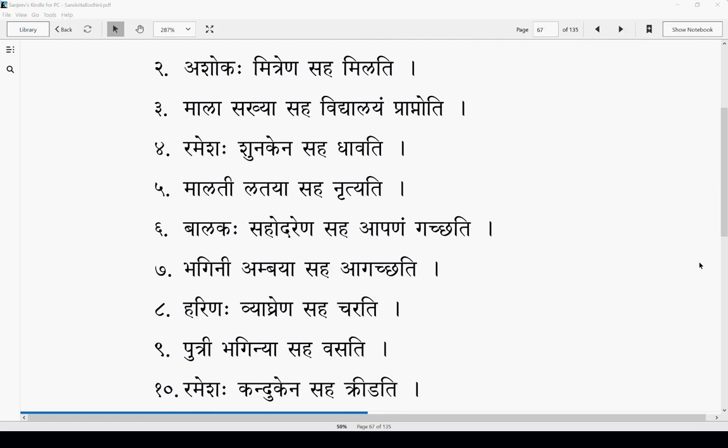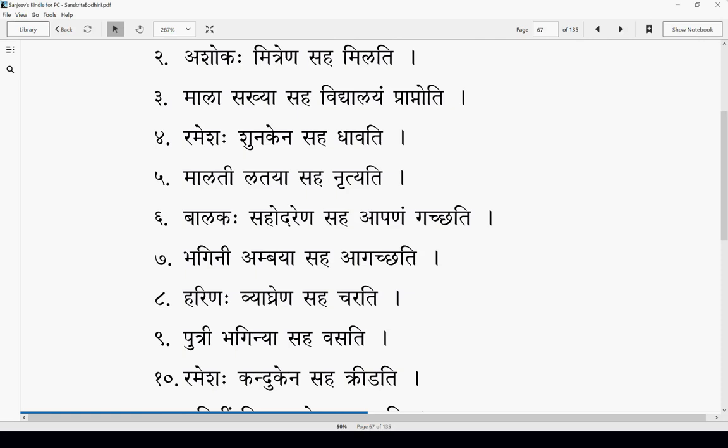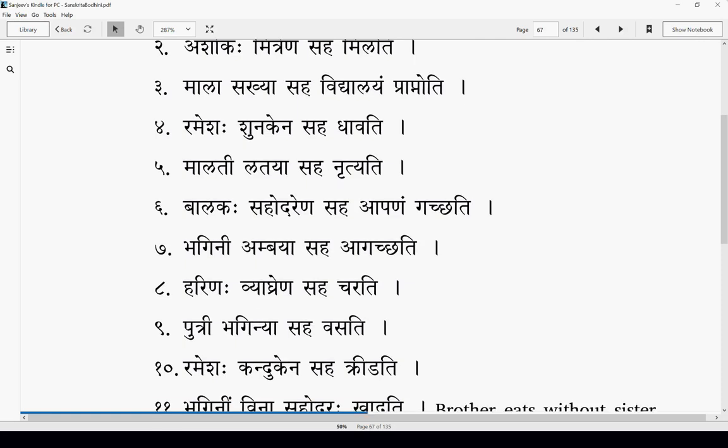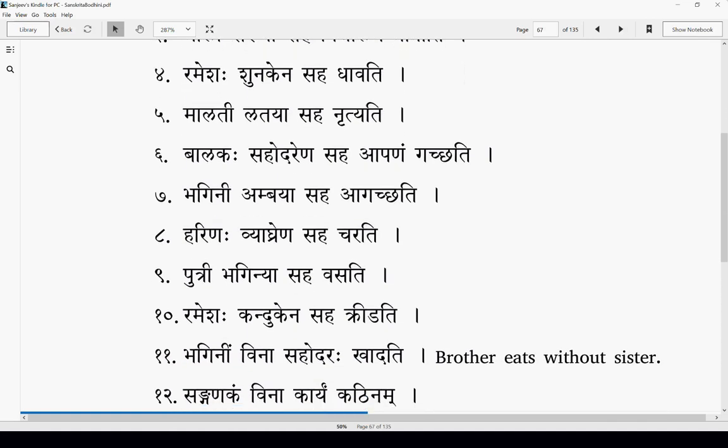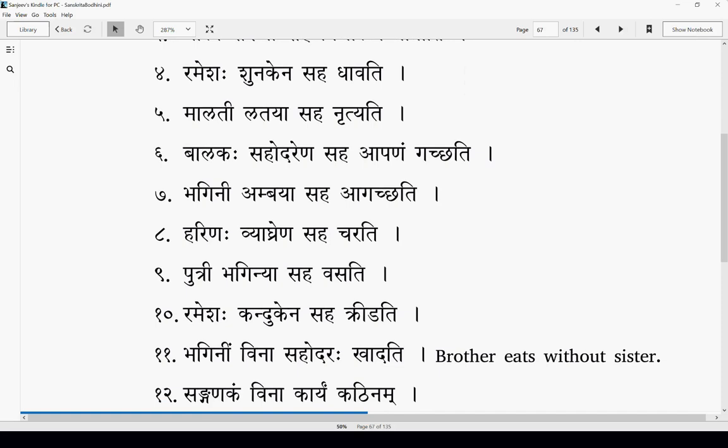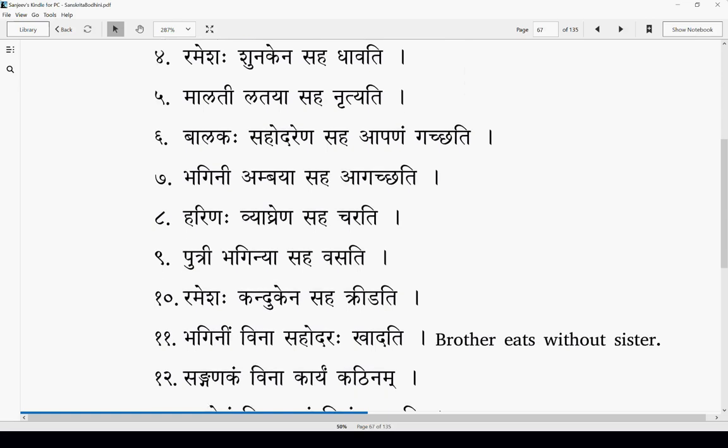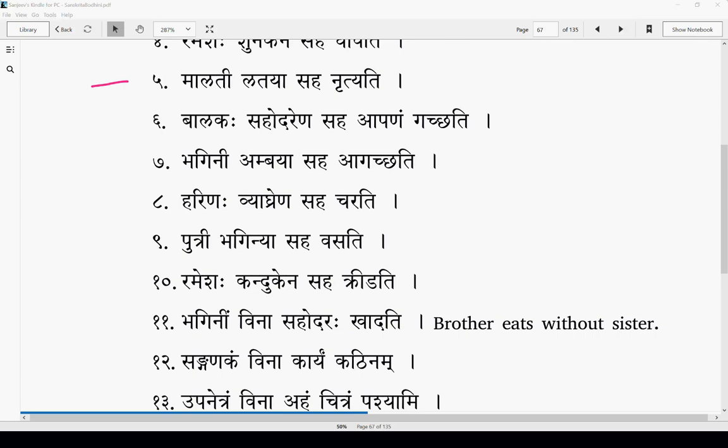Shunakena Dhavati. Suresh Mode, do you want to read the next sentences? All right. Fifth one, Malati. Hello. Probably is unmuted. You are unmuted. I think there is some problem in his line. So someone else can read.